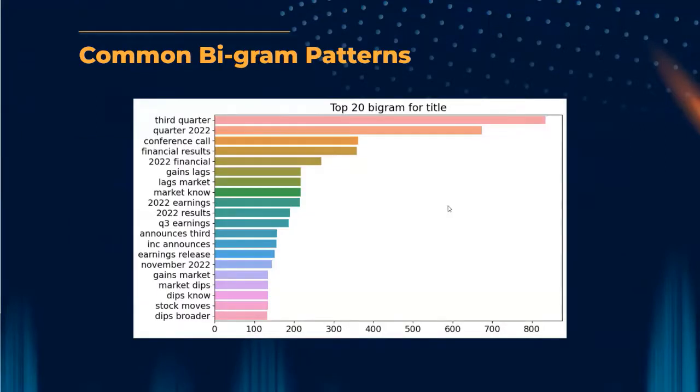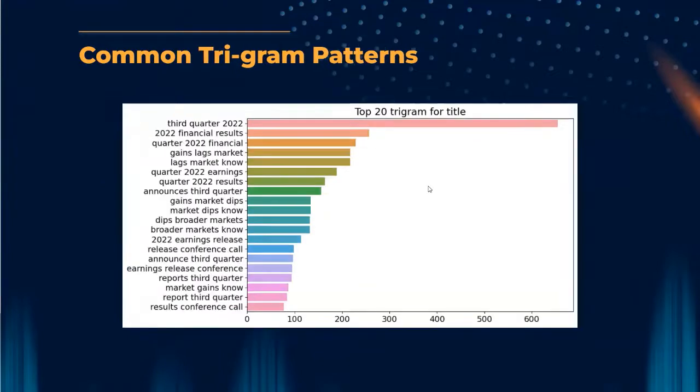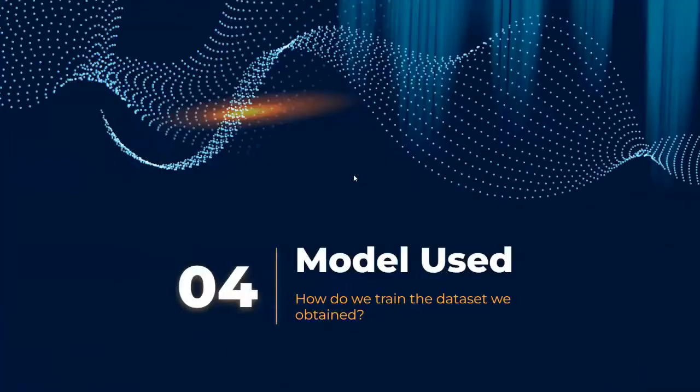Let's look at the bigram patterns for our corpus of text. We see that in the top 20 bigrams for title, the most common was third quarter and conference calls, showing a heavy emphasis on the reporting of third quarter results. Whereas for trigram, we also see the third quarter 2022 top the charts, whereby the gains lags market trigram was also pretty popular, showing a comparison of performance of companies to the current market.